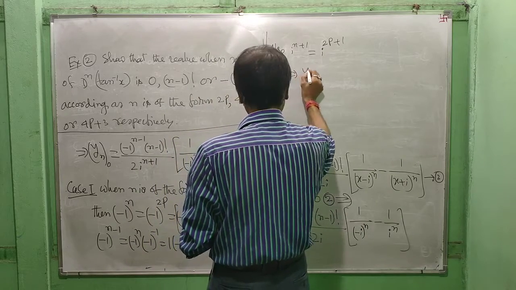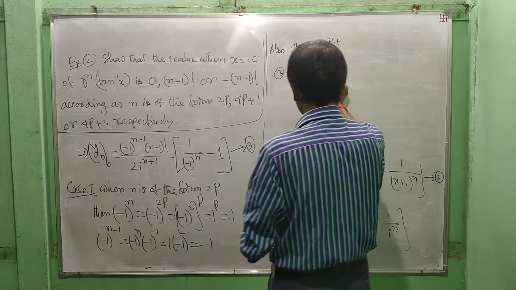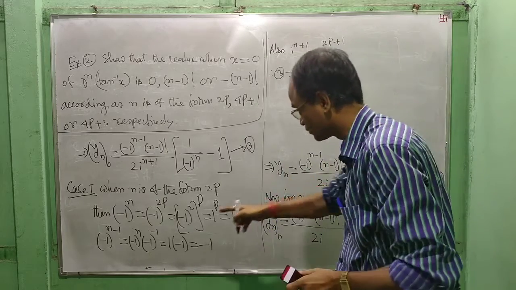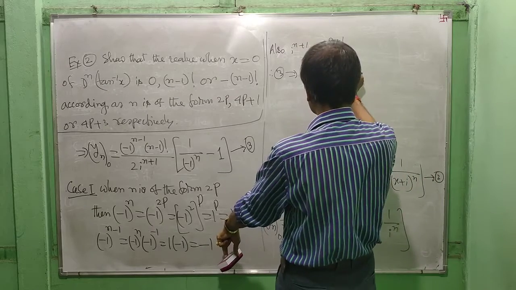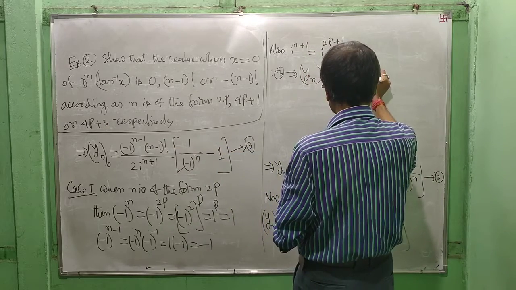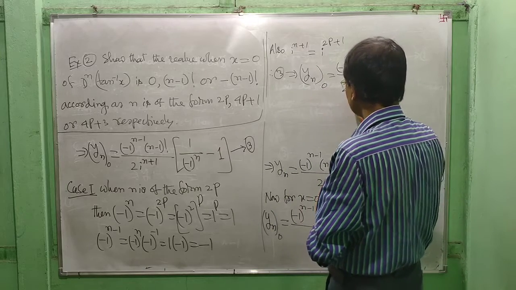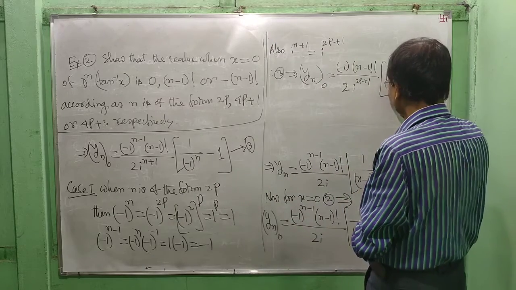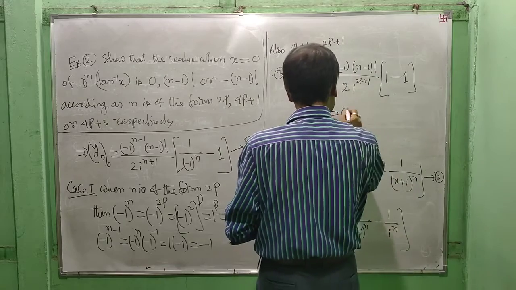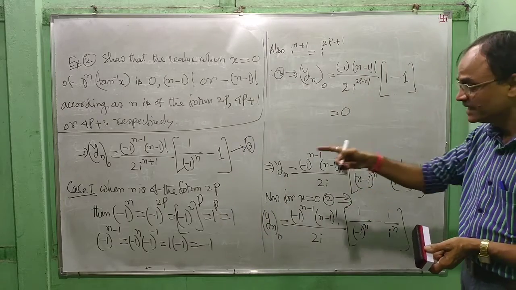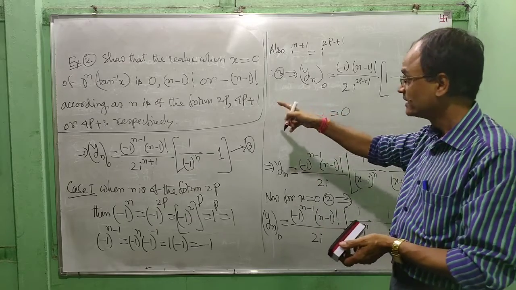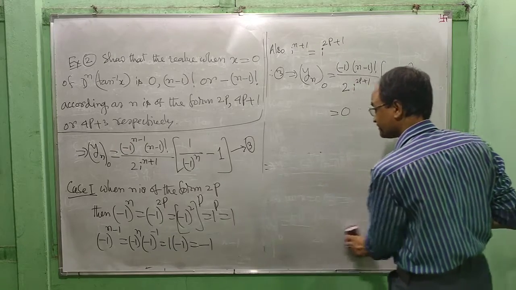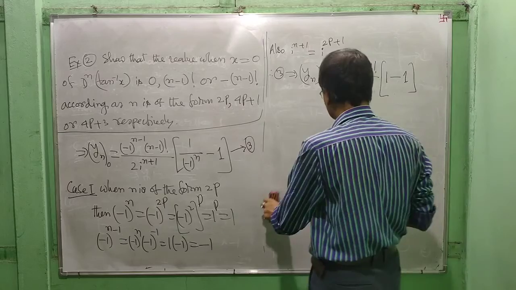Therefore 3 implies y_n(0) is equal to (-1)^(n-1) (n-1)! divided by 2i^(2p+1). Since (-1)^n is equal to 1, minus 1 gives 0. This is equal to 0. When n is of the form 2p, then y_n(0) is equal to 0. Case 1 has been proved.